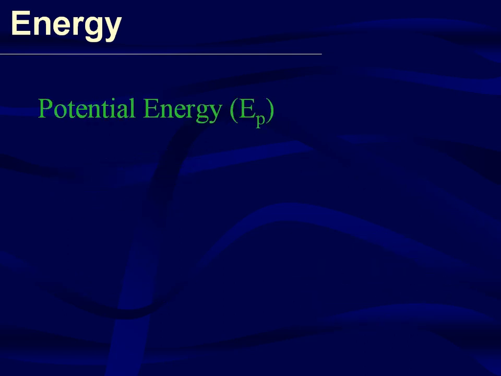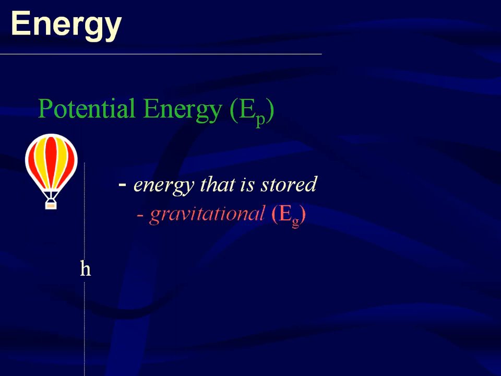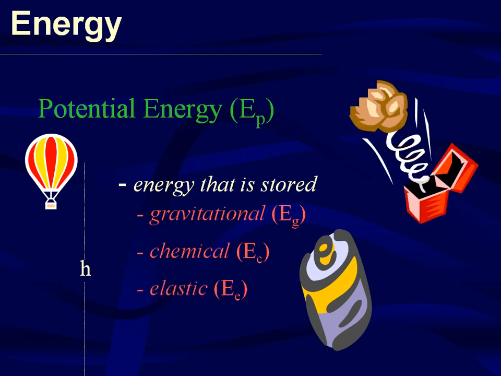When we talk about potential energy, there are different forms. There's energy that's stored up, and that can be gravitational potential energy. In that case, the force is the weight, and the distance is the height. You can have chemical energy stored up in gasoline, batteries, different things like that. You can have elastic energy, and in that case, if we deal with a spring, the force is the spring force, and the distance is the displacement of the spring, or the stretch of the spring.